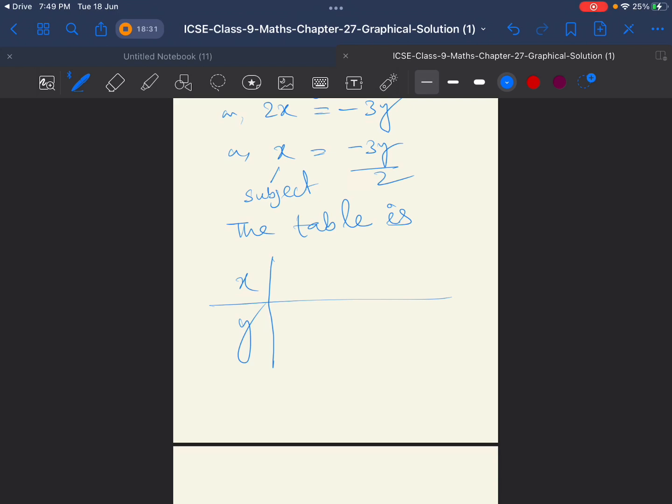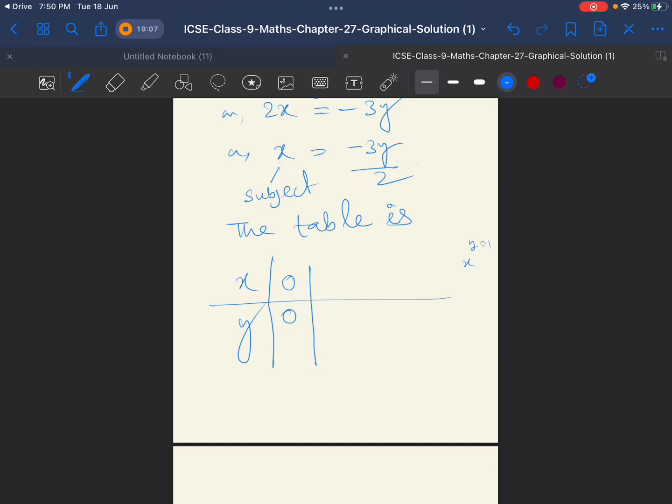So first we substitute the value of y, then we get the value of x. Here y is the independent variable and x is the dependent variable. So we put the value of y, then we will get the value of x. If we put y equals to 0, okay, then we get the value of x is 0.